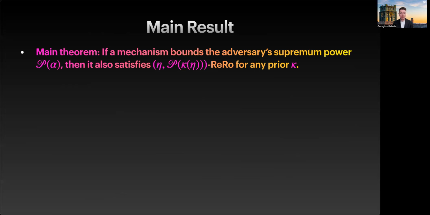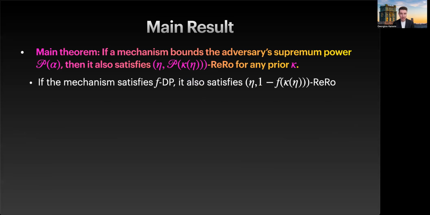Our main theorem says something really simple. That is that if a mechanism bounds the adversary's supremum power, then it automatically satisfies P of kappa of eta rho for any prior kappa. So we basically just plug in the prior into the supremum power. As a corollary of that, we get that mechanisms which satisfy F differential privacy automatically also satisfy eta 1 minus F of kappa of eta rho.